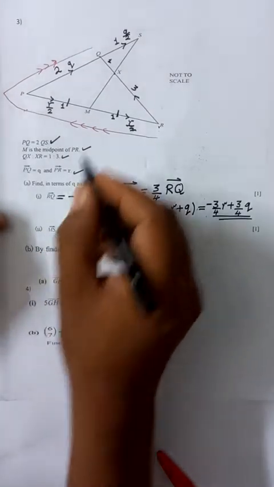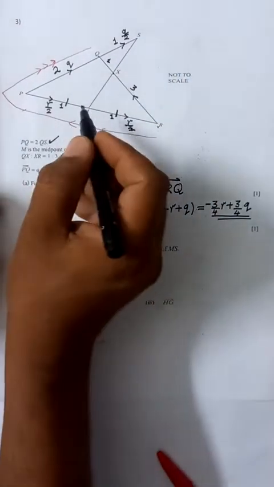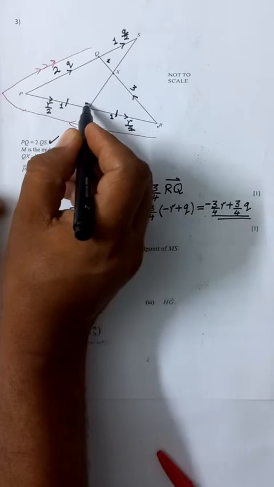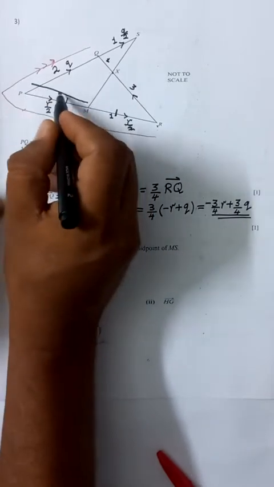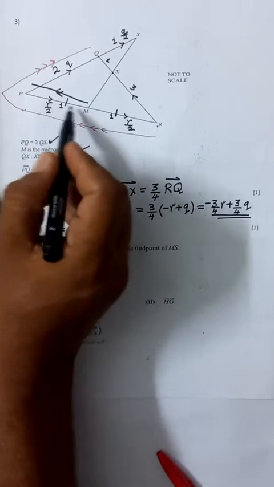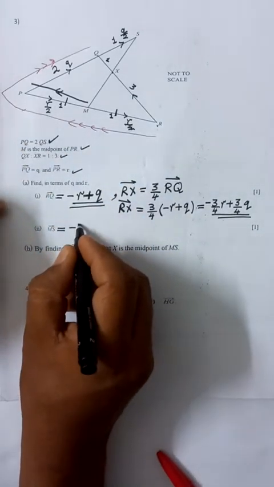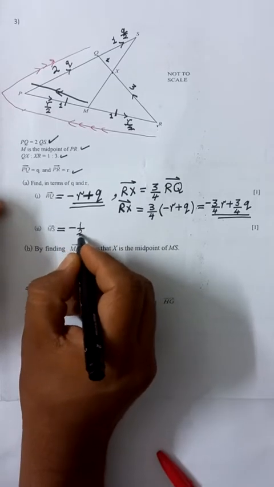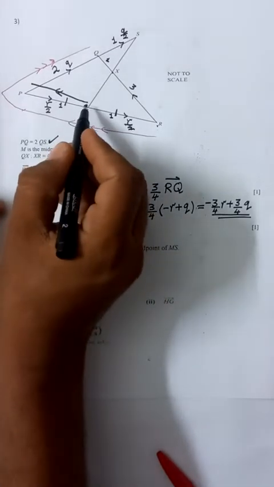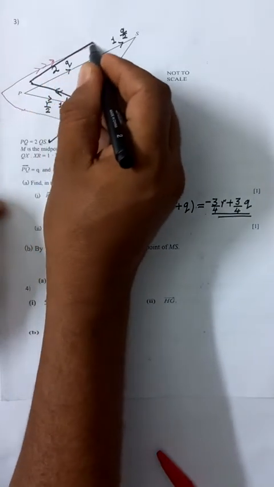The second question was to find MS. Let us try to find MS. M until S. I can go in this direction, which is opposite to R over 2. So it's negative R over 2, which is half R. When I say R over 2, that means half R. So I will go in this direction, then I will turn and move in this direction.